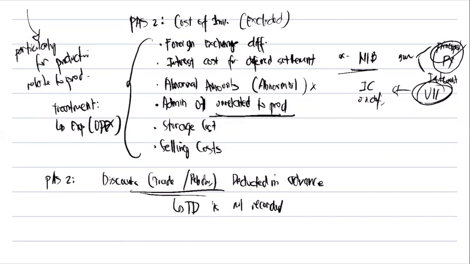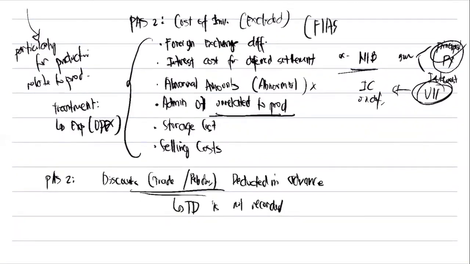What items or costs are to be excluded from the cost of your inventory? So we have your FIAS squared, S squared: foreign exchange differences, interest costs, abnormal amounts, admin, storage, and selling costs. Okay? FIAS. So that is for PAS 2 on your initial measurement. So guys, on your initial measurement, always take note of the costs to include and the costs not to be included.